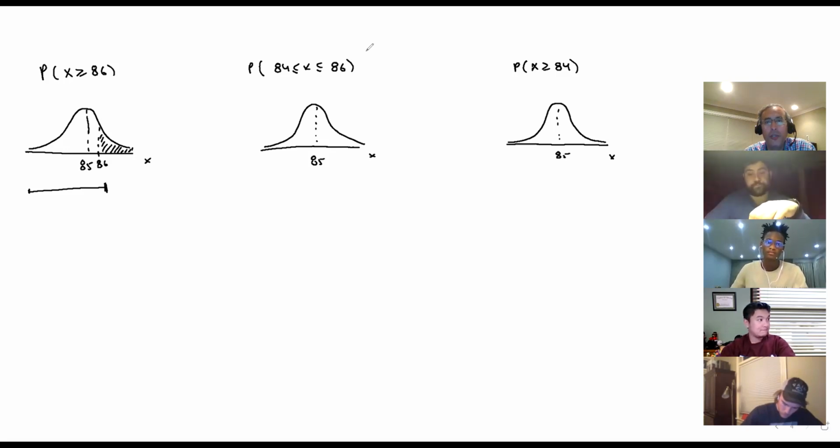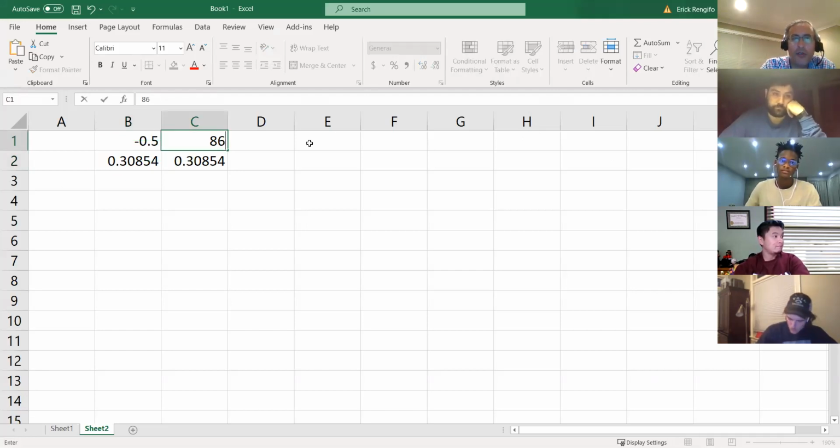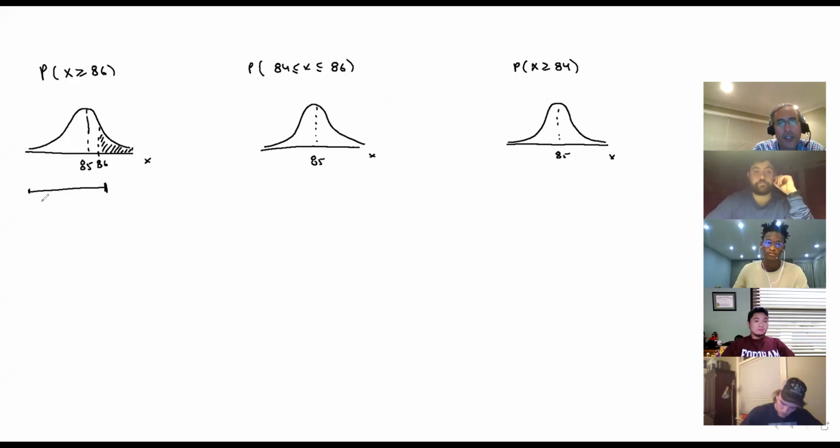let me share this one here. If we do that in Excel, this is going to be 86. Do you agree? I get 0.69. Do you get 0.69? Yep. Okay, so what is this 0.69? This 0.69 is this part here, from minus infinity up to 86.